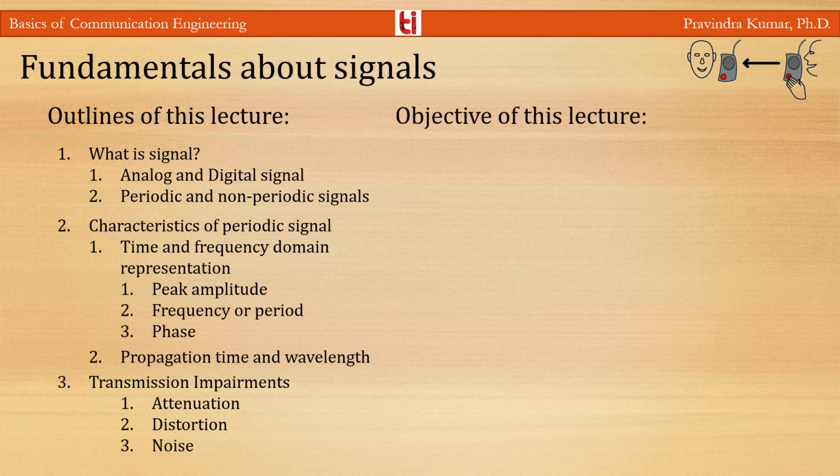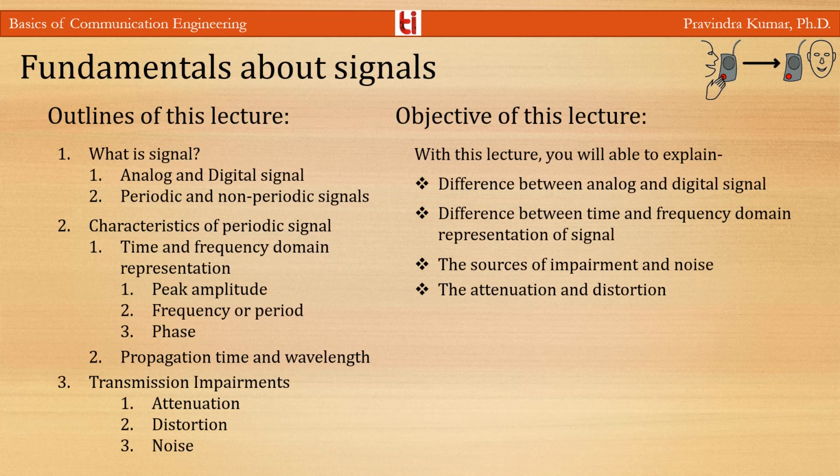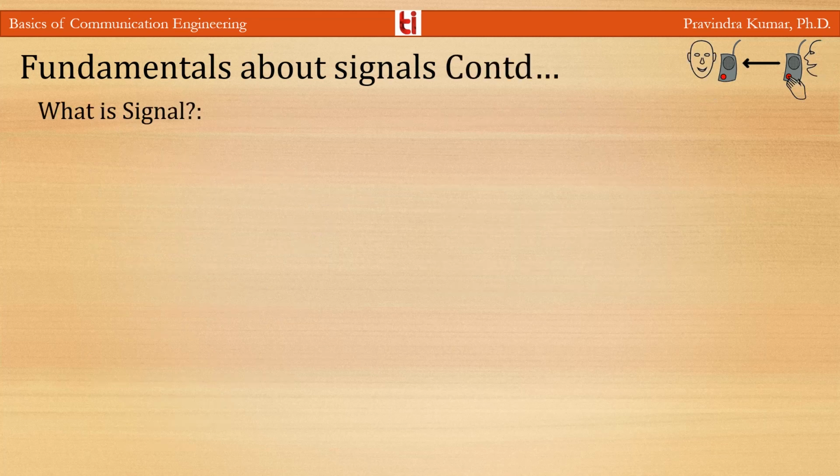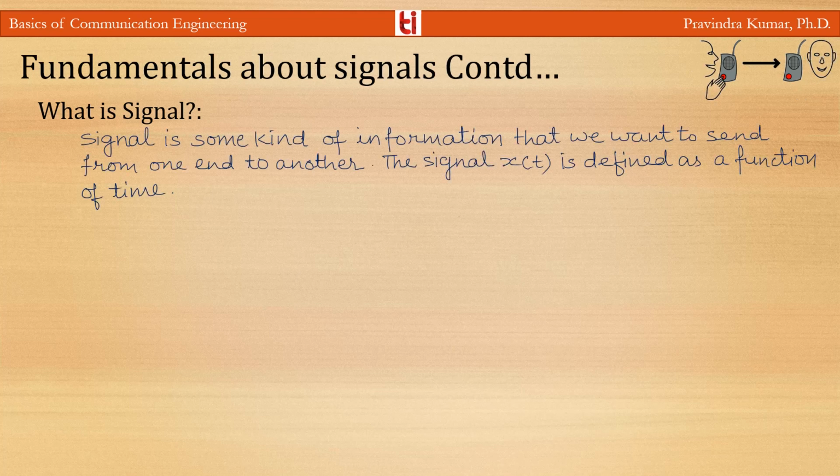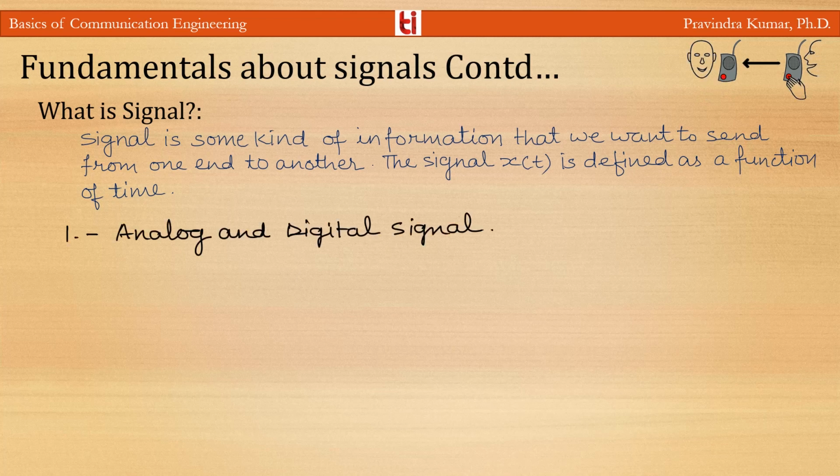In the objective of this lecture, you will be able to explain the difference between analog and digital signals, the difference between time and frequency domain representation of the signal, the sources of impairments and noise, and the attenuation and distortion. So now first we will discuss what is signal. Signal is some kind of information that we want to send from one end to another. The signal x(t) is defined as a function of time. It can be analog or digital.